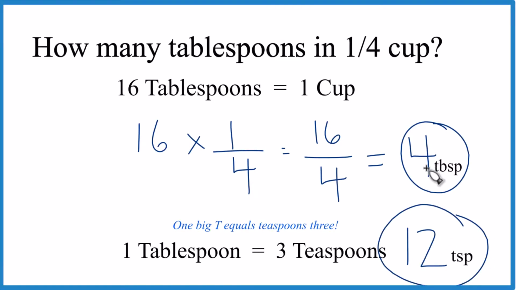And since 4 tablespoons is equal to 1/4 cup, we have 12 teaspoons in 1/4 cup. So that's the way I do it, just by remembering 16 tablespoons in a cup and that 1 big T equals 3 teaspoons. I can usually do this in my head.